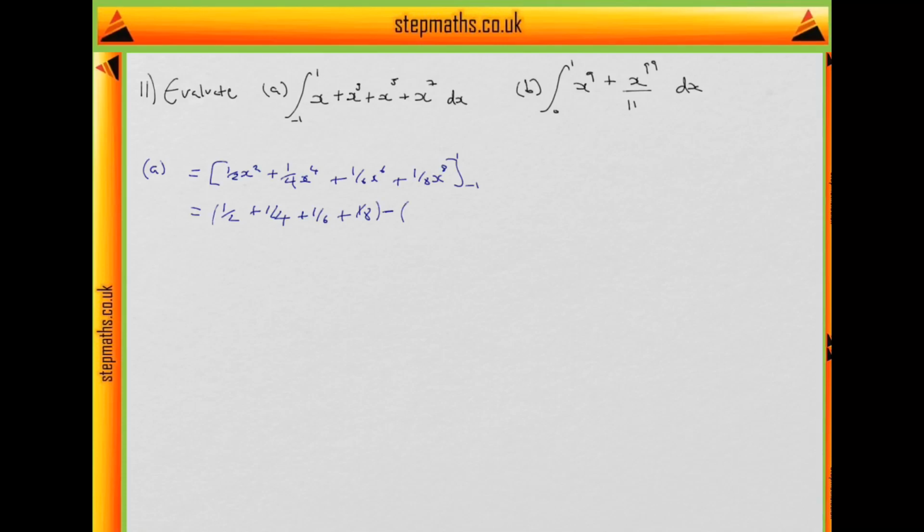Minus, well, we notice that we actually have only even powers. So the -1 squared, or 4th, or 6th, or 8th, is still going to give you a 1, because the -1 is going to cancel. So that's simply minus 1/2 plus 1/4 plus 1/6 plus 1/8. And we notice that is 0.